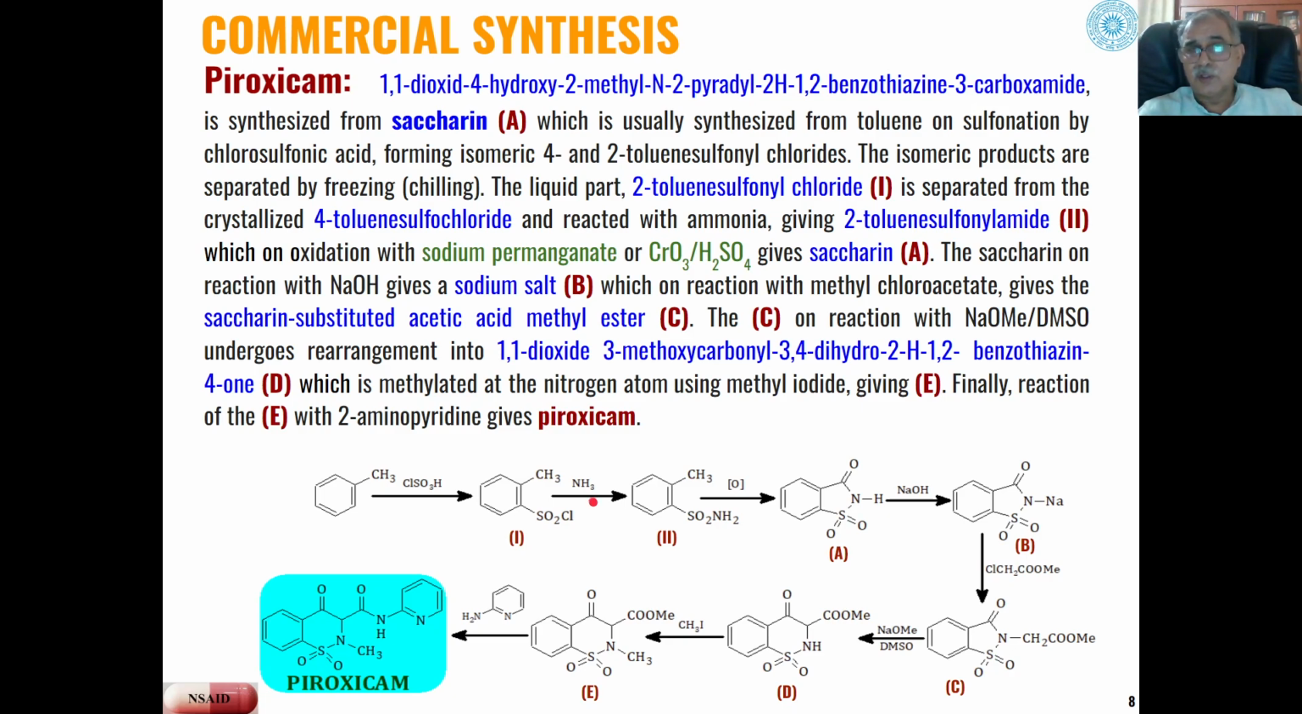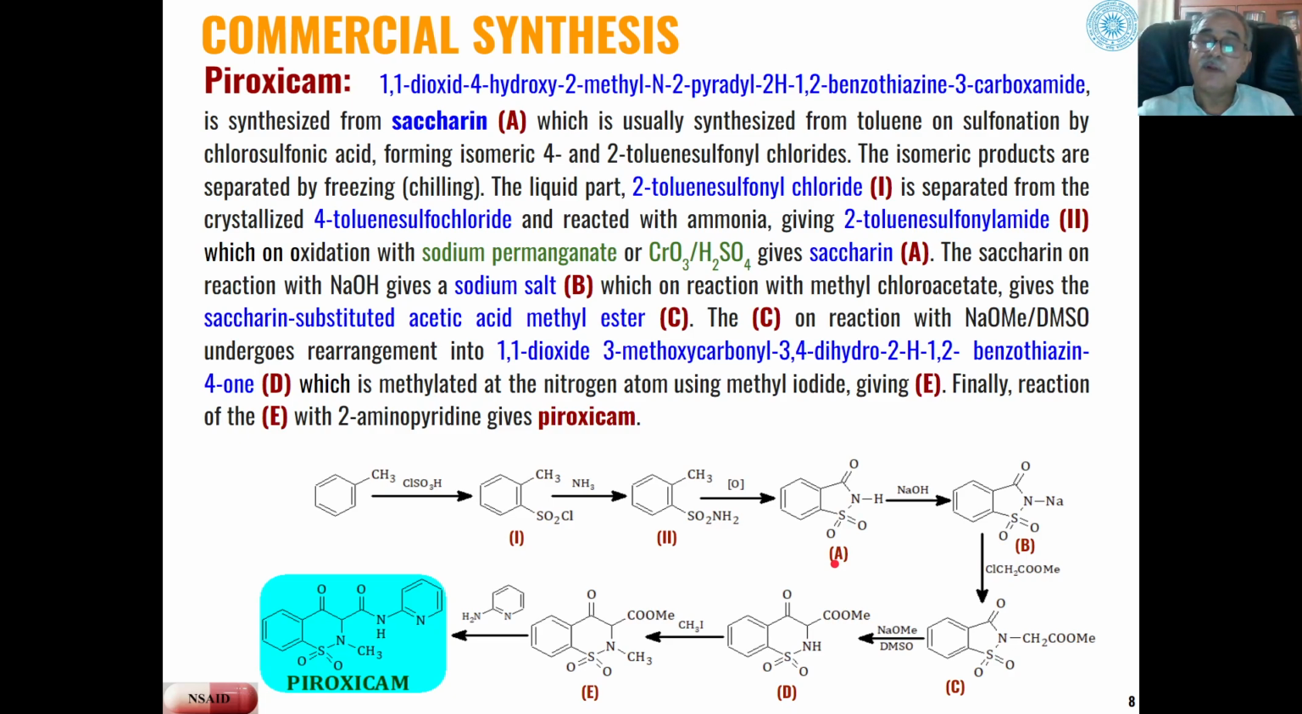So toluene sulfonyl chloride is converted into toluene sulfonamide, and then this toluene sulfonamide on oxidation is converted into saccharin. Basically what happens is that oxidation of this methyl group takes place. So methyl is oxidized to carboxylic acid, and then OH of the carboxylic acid and H of this NH2, water is removed, and cyclization takes place, and we will get this type of product which is called saccharin.